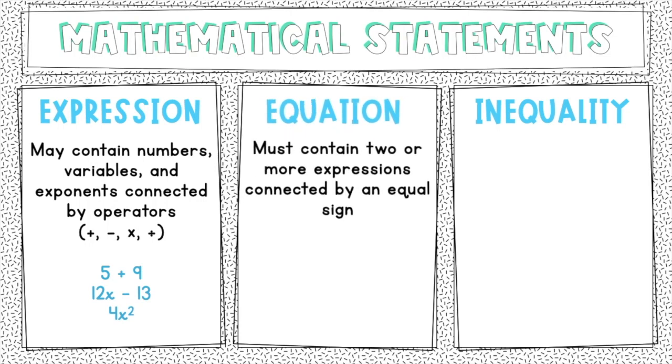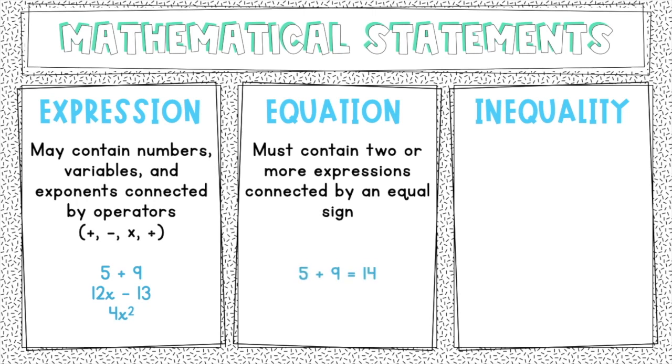An equation, on the other hand, must contain two or more expressions that are connected by an equal sign. So the big difference between an expression and an equation is that an equation has an equal sign where an expression does not. So some examples of equations could be 5 plus 9 equals 14, 52 equals 12x minus 13, or 4x squared equals 2y times 3. You can see that all of these have mathematical expressions on either side of the equal sign.